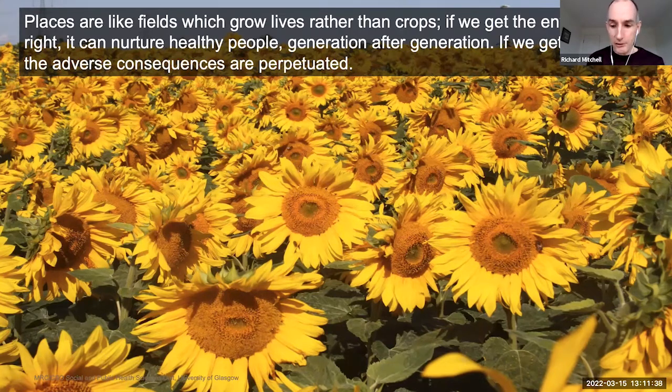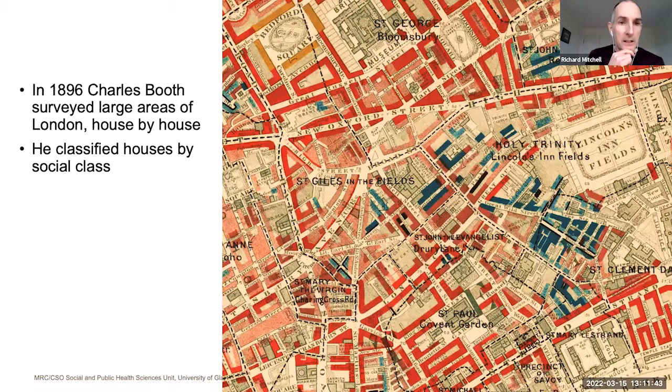And I've got a good illustration here to back up what I'm arguing. In 1896, a guy called Charles Booth, a philanthropist living and working in London, surveyed large areas of the city. He did it house by house. They mapped the streets, drew the houses on, and in true geographer style, coloured them in, according to the social class of the people living in these houses. So you've got a map of social class building by building for 1896.